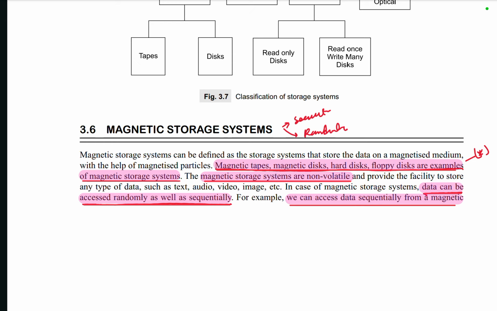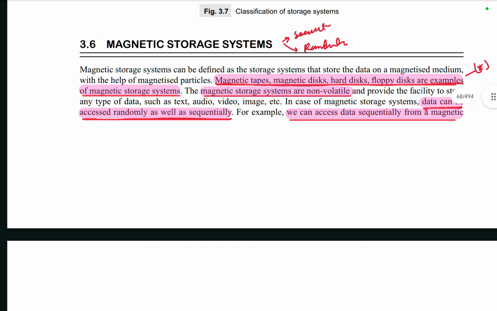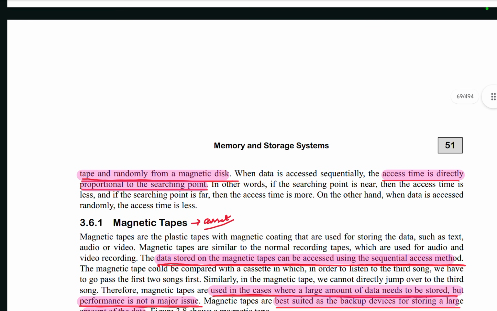Magnetic storage systems are non-volatile. Data can be accessed randomly as well as sequentially. We can access data sequentially from a magnetic tape and randomly from a magnetic disk. Access time is directly proportional to the searching point.